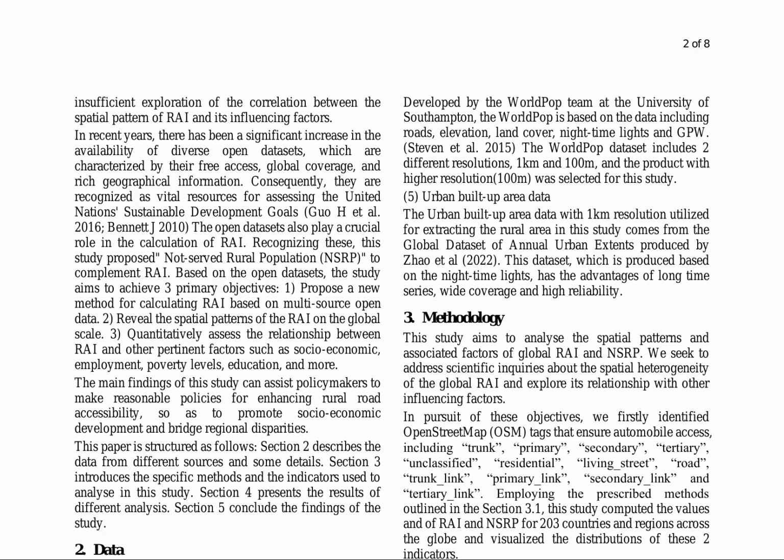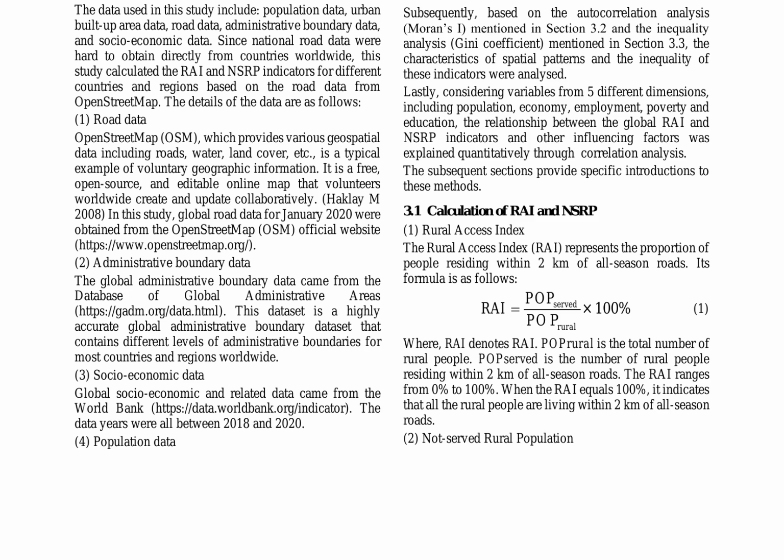These datasets are employed to calculate RAI and the novel indicator, Not Served Rural Population, NSRP, for 203 countries and regions. The methodology involves identifying OpenStreetMap tags that ensure automobile access and computing the values of RAI and NSRP. The RAI formula represents the proportion of people residing within 2 kilometers of all-season roads. RAI equals POP served over POP total, times 100%, where POP served is the number of rural people residing within 2 kilometers of all-season roads and POP total is the total number of rural people. The RAI ranges from 0% to 100%.